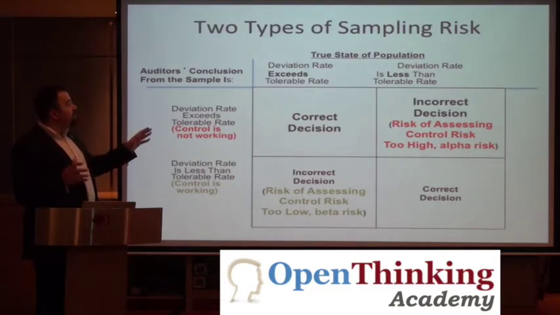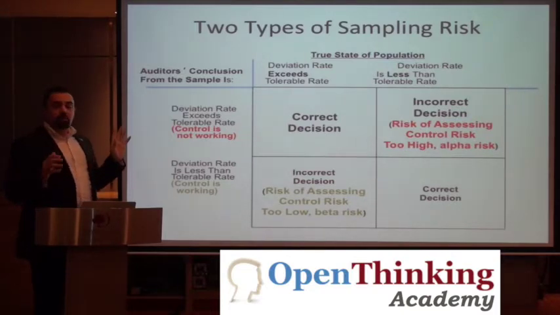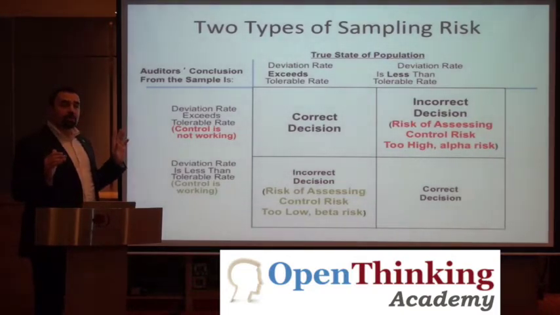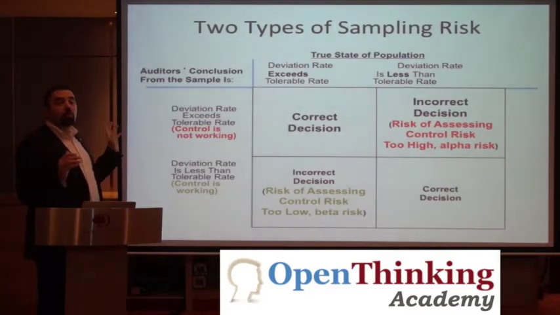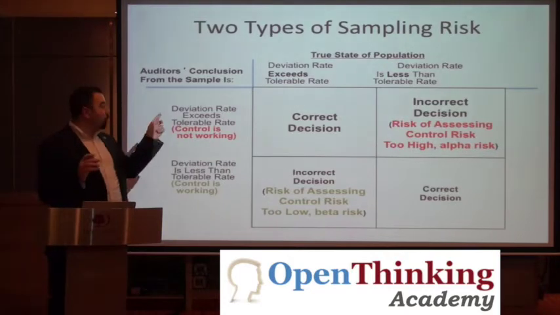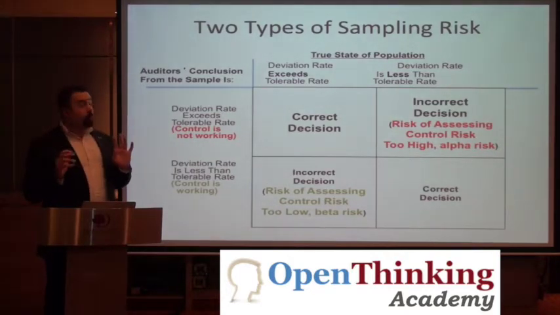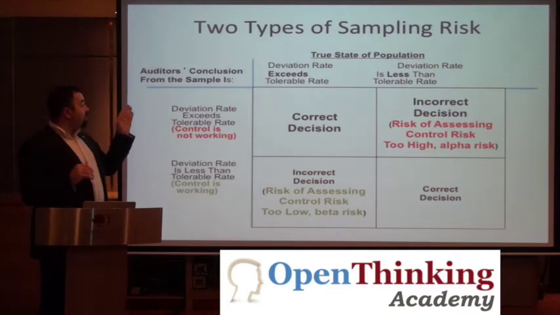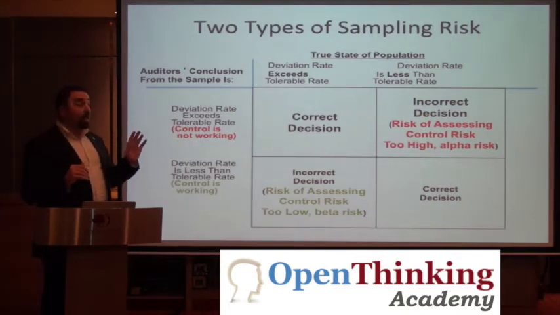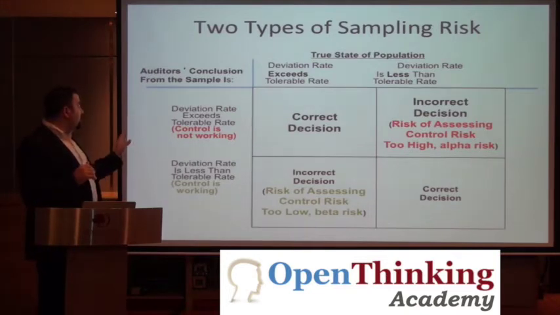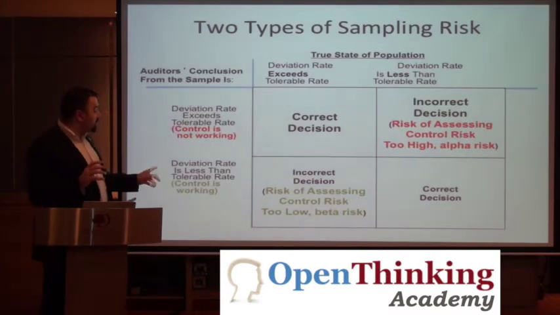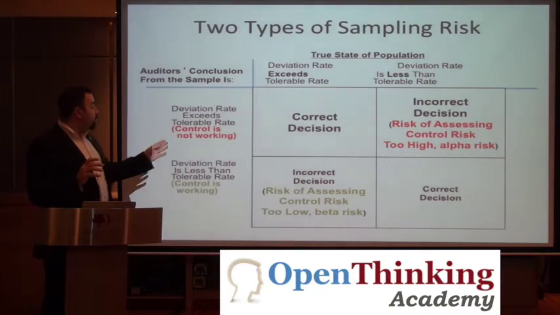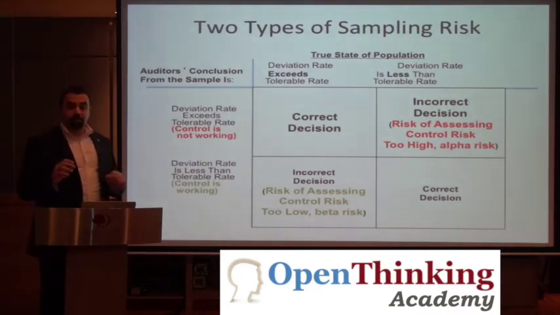Let's say we are speaking about the operation. Let's say the deviation rate exceeds the tolerable rate, so the deviation is more than the acceptable rate. And the auditor said that the deviation is more than the acceptable rate. He's saying the control is not working. This is exactly the correct decision. However, if actually the deviation rate is more than the acceptable rate, and the auditor said the deviation rate is less than the acceptable rate, he didn't see that the internal controls are not working, and he said internal controls are okay, the auditor made an incorrect decision.